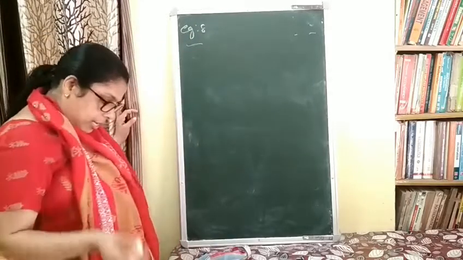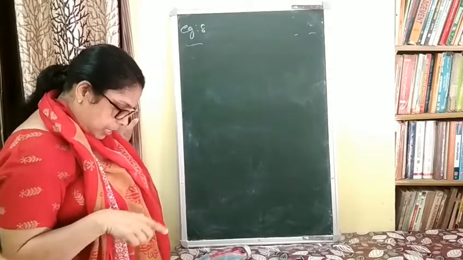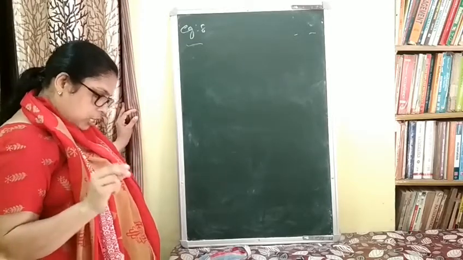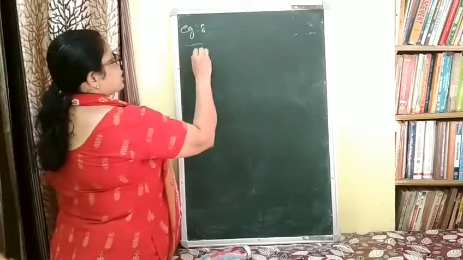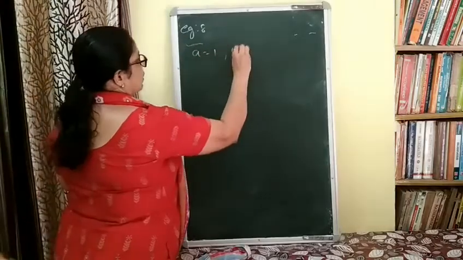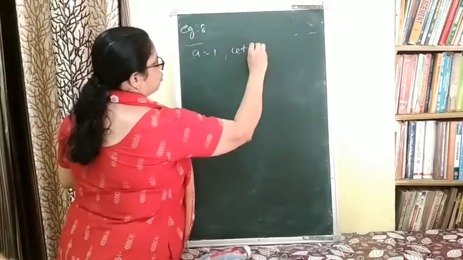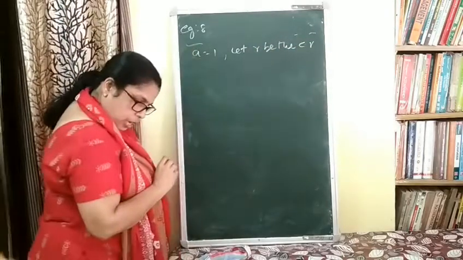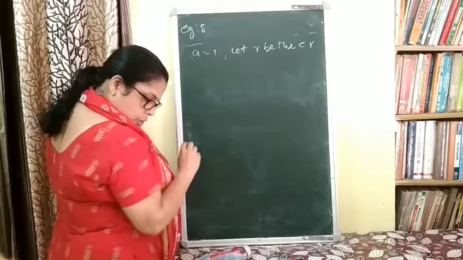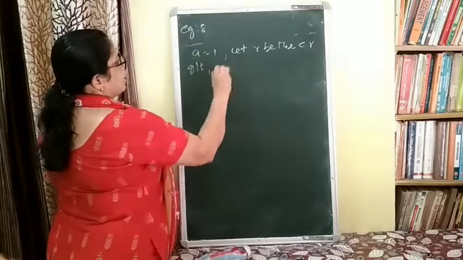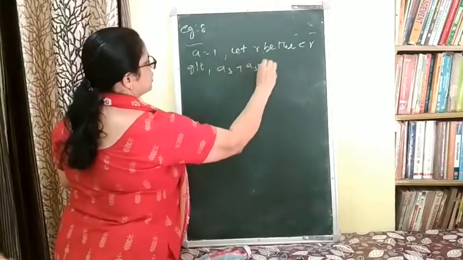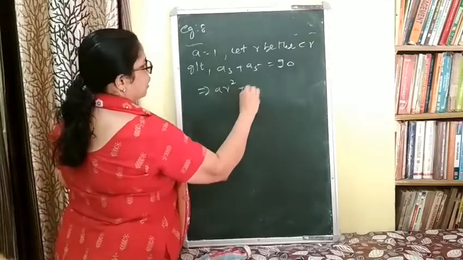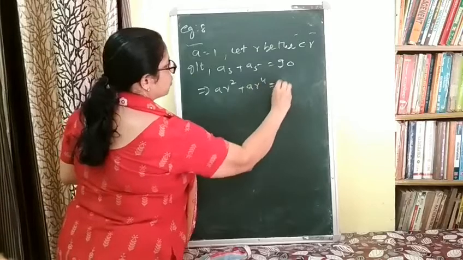The question I am reading was, first term of a GP is 1. The sum of third and fifth term is 90. Find the common ratio of the GP. That means first term is given as 1, and since you are not given common ratio, you have to assume it as, let R be the common ratio. And what you are given, the sum of third and fifth, that is A3 plus A5 is given as 90. A3 is A R square by the formula plus A R to power 4 is equal to 90.